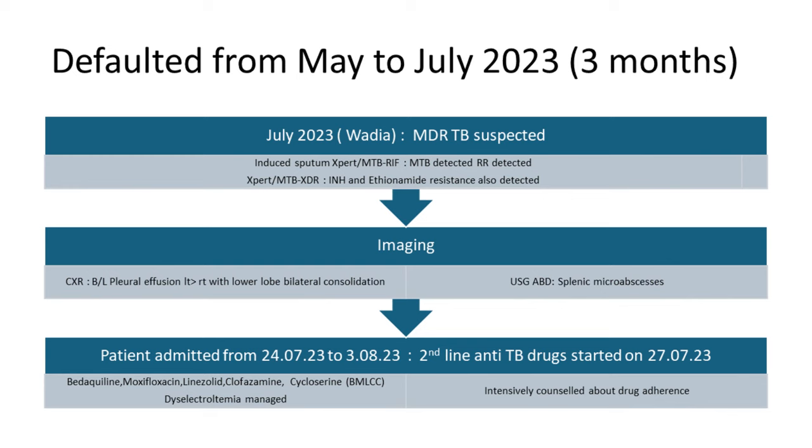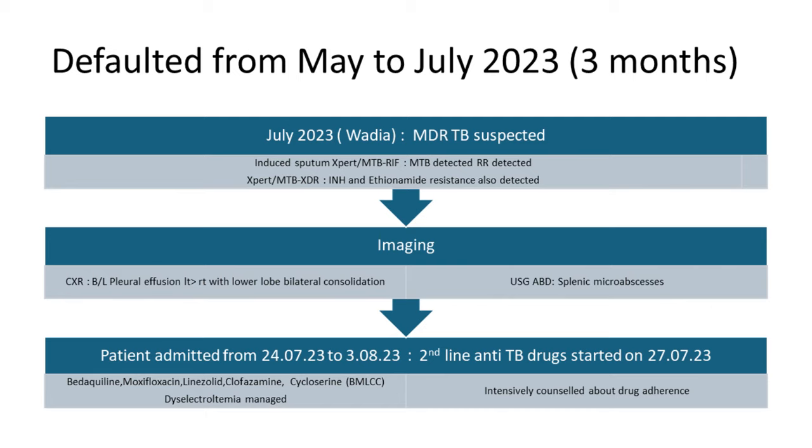Okay. Now, his chest X-ray was showing bilateral pleural effusion and bilateral lower lobe consolidation, and ultrasound abdomen was showing splenic microabscesses. So this patient was admitted and started on second-line anti-TB drugs in July. A regimen comprising bedaquiline, moxifloxacin, linezolid, clofazimine and cycloserine was started. He did develop certain dyselectrolytemia which were managed, and most importantly, he was intensively counseled about drug adherence. Nothing will work if he will not take the drugs properly.